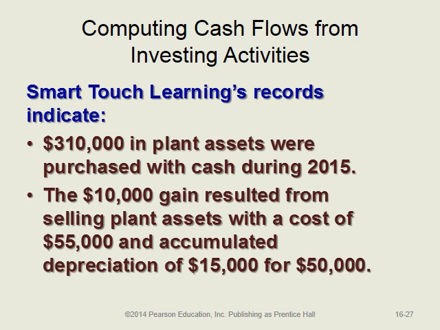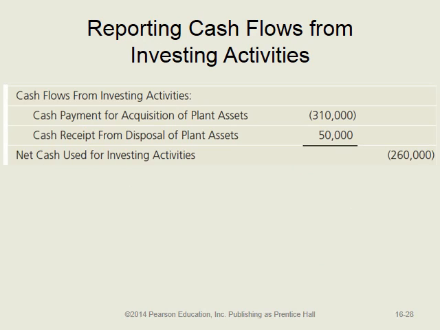With respect to investing activities, Smart Touch Learning's records show that $310,000 in cash was spent on new plant assets during 2015. The $10,000 gain on the income statement resulted from selling fixed assets originally costing $55,000 and having accumulated depreciation of $15,000 for $50,000. Exhibit 16.5 shows the cash flows from investing activities section. Smart Touch Learning shows cash outflows from investing activities of $310,000 and cash inflows from investing activities of $50,000.